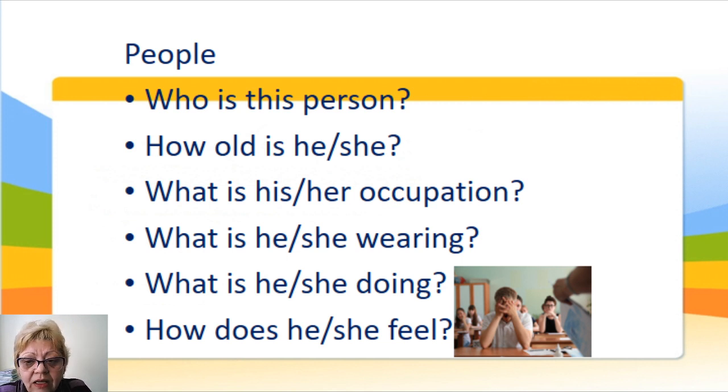People. Now we speak about a person. Who is this person? Some of you have already answered that he is a high school student. Yes? How old is he? Maybe he is about 15 or 16 years old. What is his occupation? We have already said that he is a student. What is he doing? Teenager, yeah, that's good. He's a teenager, maybe 17, 15.